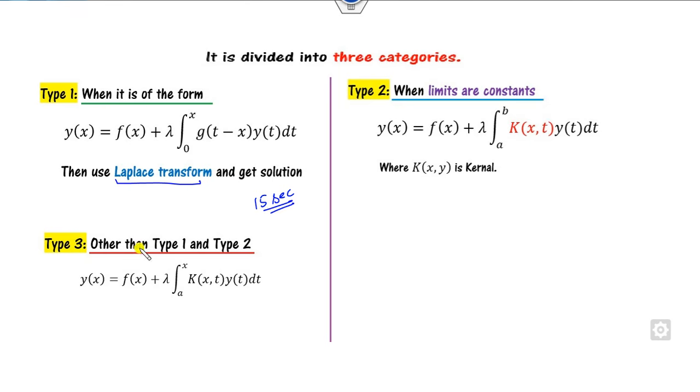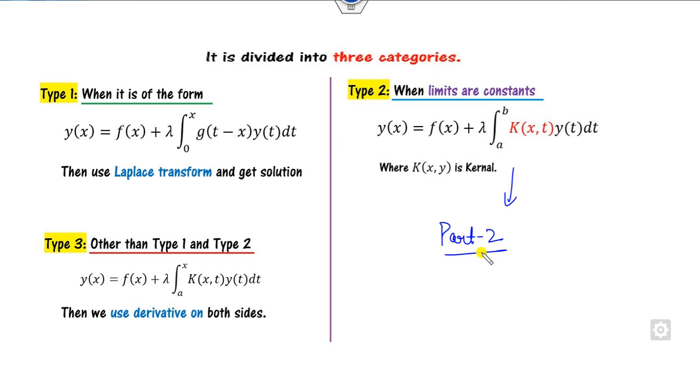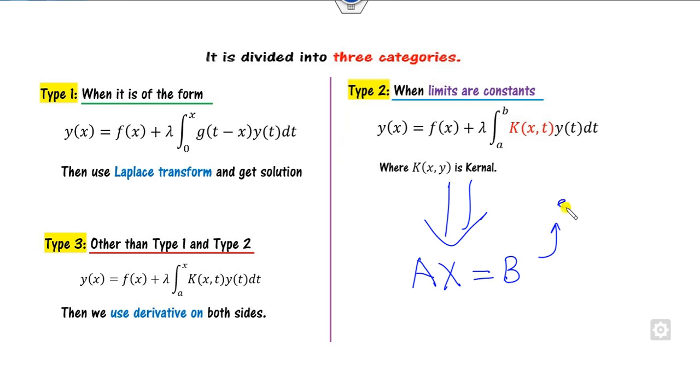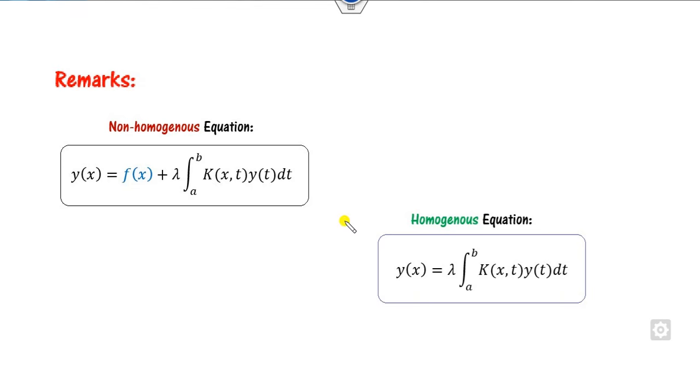Or when you have this kind of problem, we always use the derivative rule. I will explain this in my part 2 video of the integral so that you can learn it in a very simple manner. In brief, I will try to convert this equation into a system Ax equals b, and then you can simply use the eigenvalue. You can get the answers within a fraction of a second. So let's start with this one.